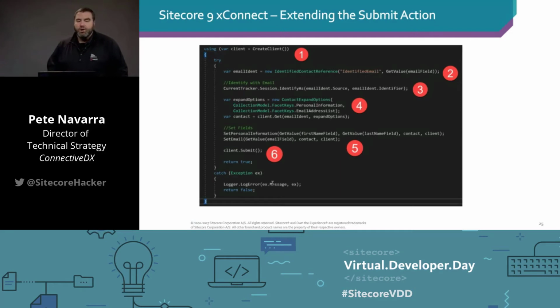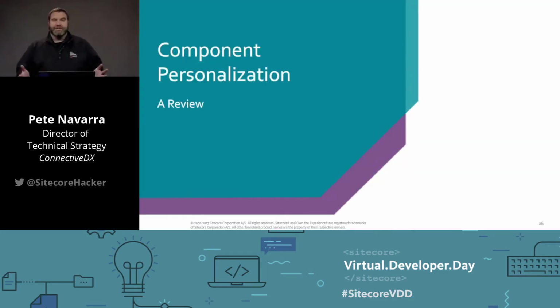We're going to identify ourselves to the tracker, which means this is how we identify a contact, which is step 3. We're going to expand some options. I'll talk a little bit more about that. We're going to set our contact facet fields, and then we're going to submit. Step 6 here, the submit, is very important. We have a client that we're creating some controls with. We need to make sure we have the submit action that tells the client that we're submitting it to xConnect. That's a really fast introduction to xConnect. We'll get more into it in the demo.